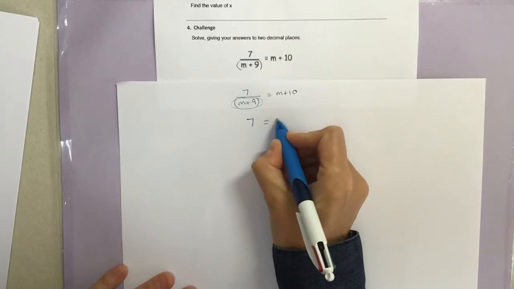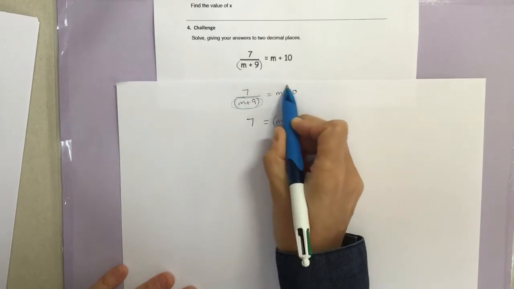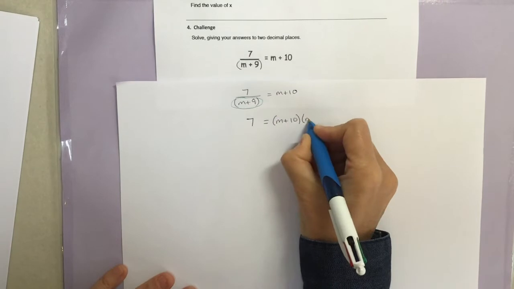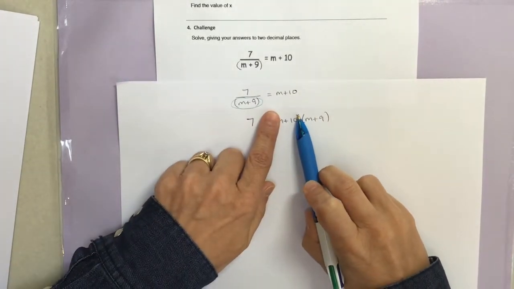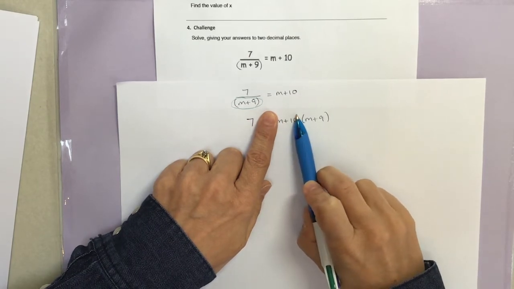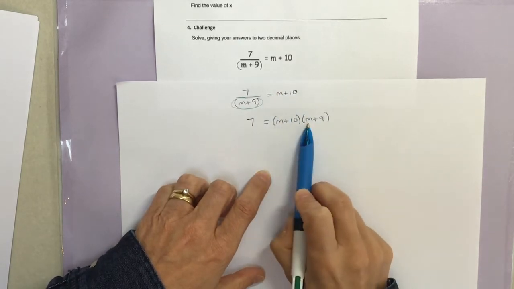And over here, again, I'm going to put this in brackets because I need to make sure that I'm multiplying all of this, m plus 10, by all of this, m plus 9. And if I didn't put my bracket in there, if I just left it as m plus 10, then we're in danger of only multiplying the 10 by this bracket, whereas it has to be the whole of this right-hand side multiplied by this.